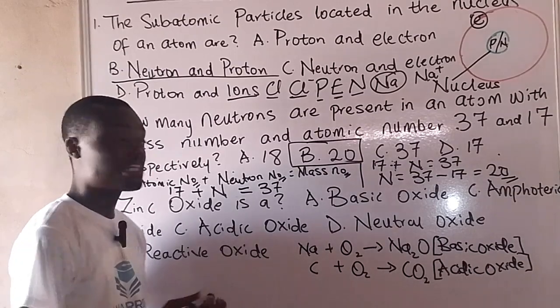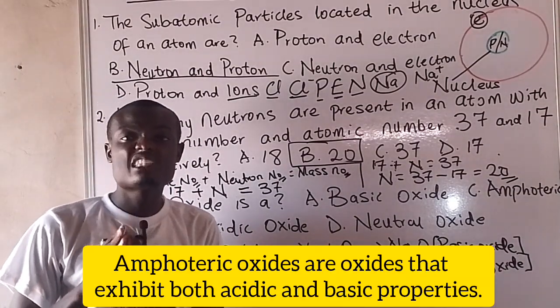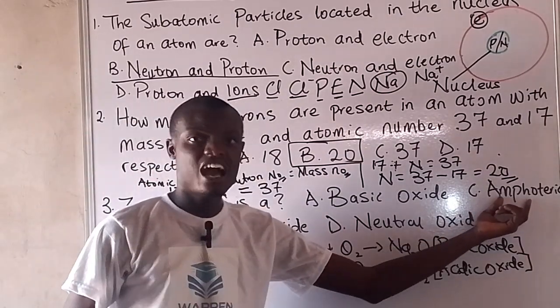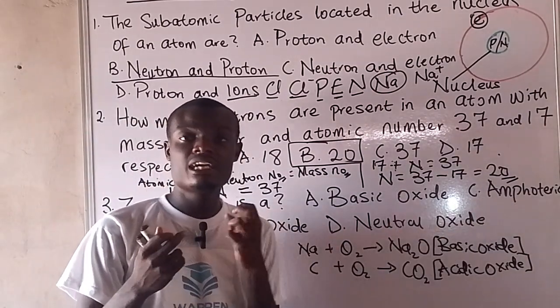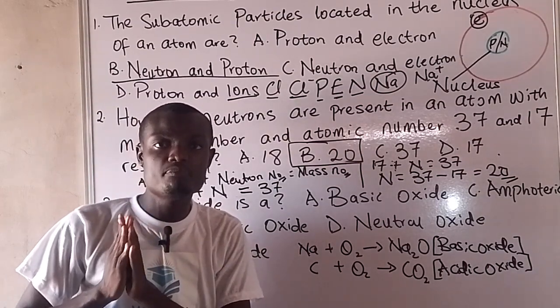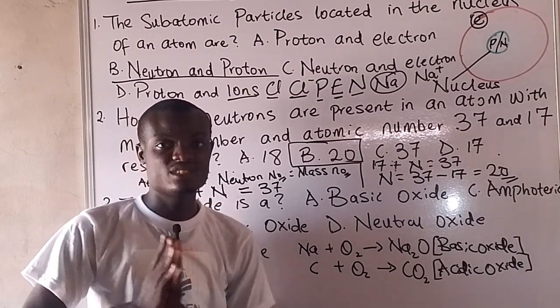Next, we have what we call amphoteric oxide. Amphoteric oxides are oxides of elements that behave as both acid and base. You see this word ampho. Ampho means dual, like they have the ability to have two properties, just like we have what we call amphibians in biology, because they have the ability to live on both land and in water.